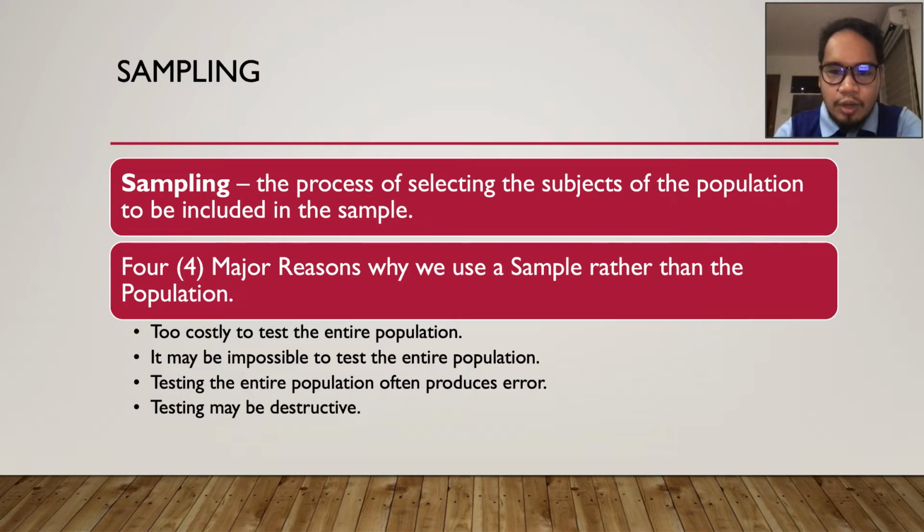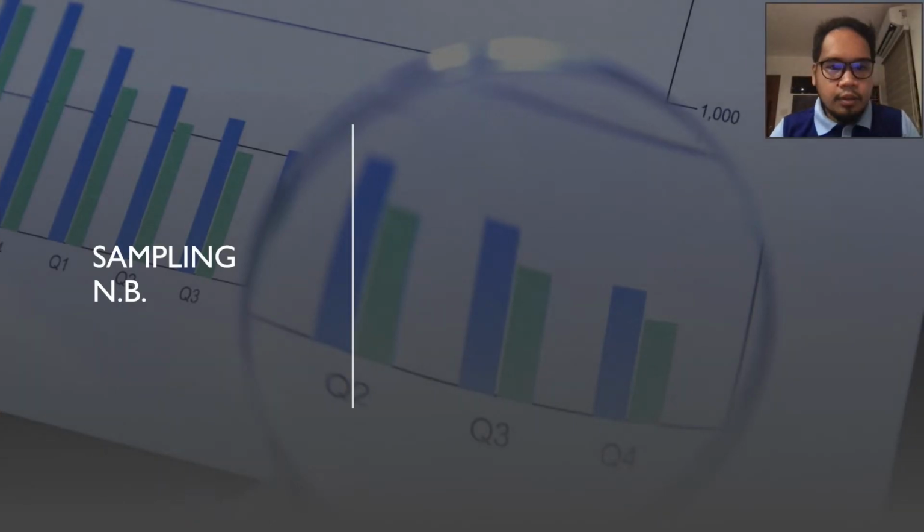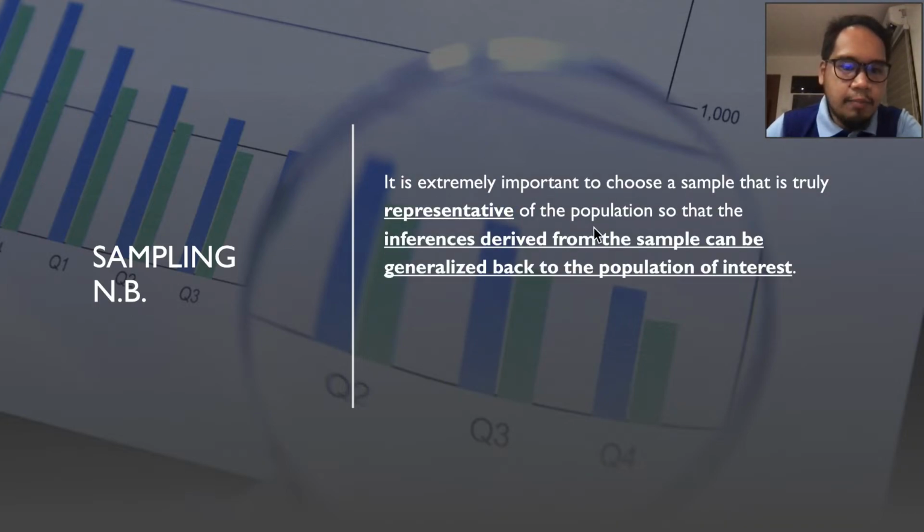Out of all the many reasons why we do sampling, these are the four major ones. I want to re-emphasize that a sample should be representative of the population. It cannot be only a certain group or subset of the population. It should be a representation of that population. Take note, it is extremely important to choose a sample that is truly representative of the population, so that inferences derived from the sample can be generalized back to the population of interest.